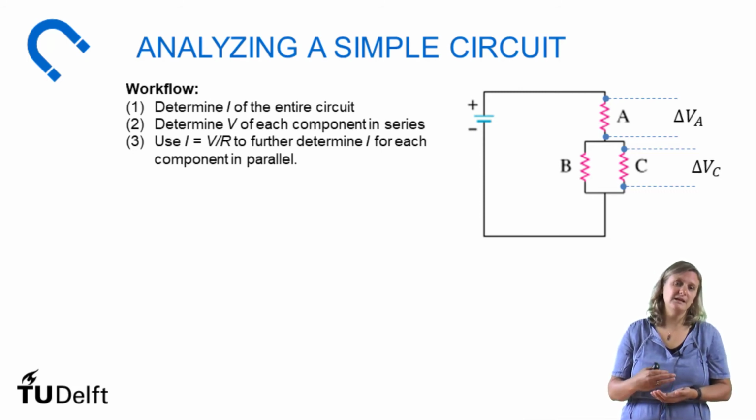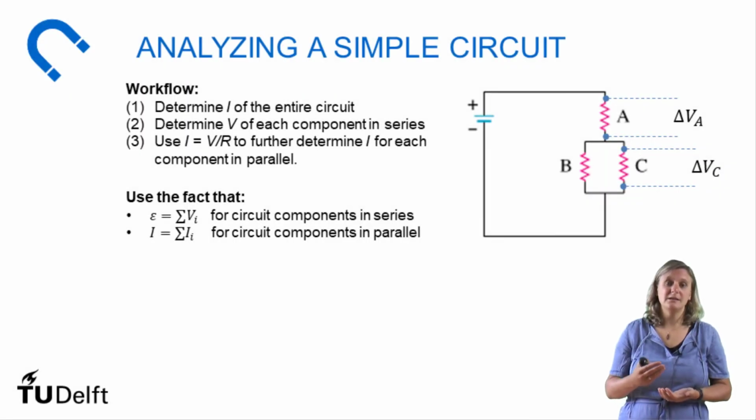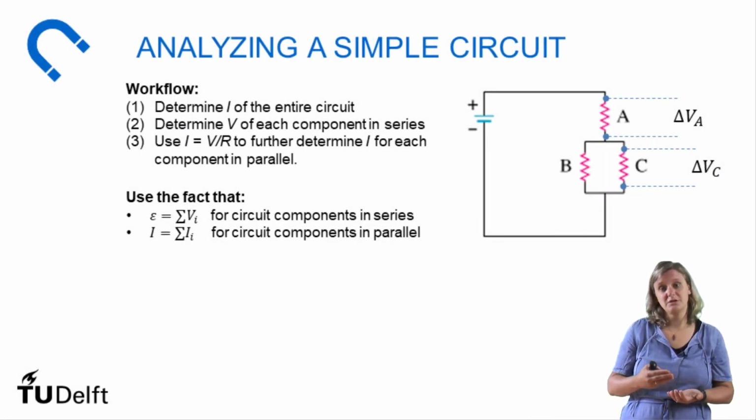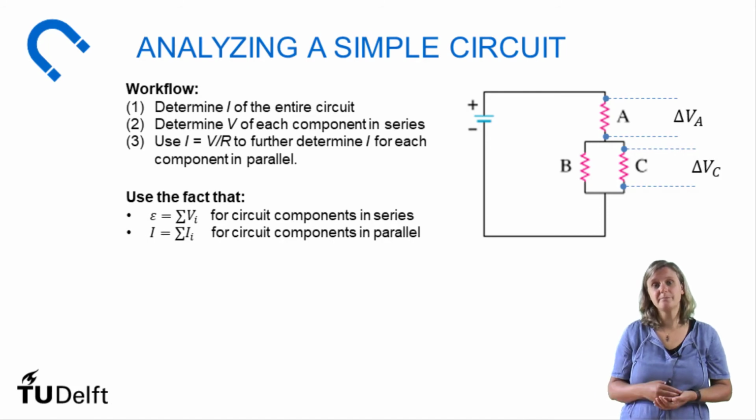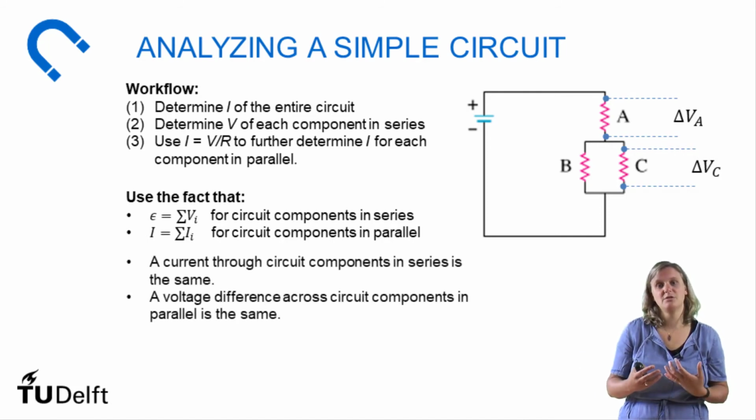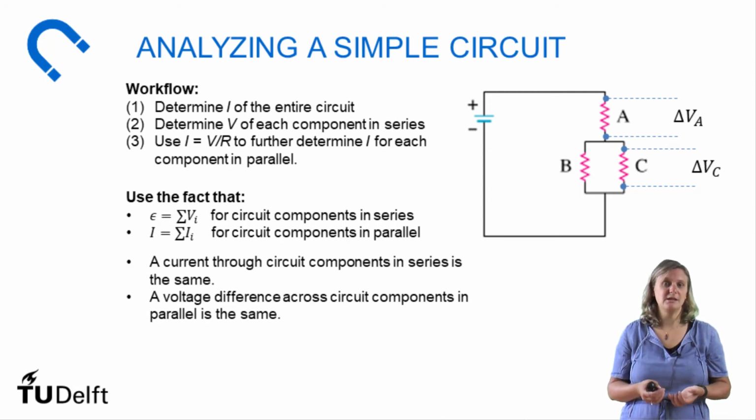So basically in this way, you use the fact that the potential for circuit components in series adds up, the current for circuit components in parallel adds up. If you have a current through circuit components in series, it's the same, and if you have a voltage difference across circuit components in parallel, it is the same. So these are simple rules you can use to analyze a circuit.